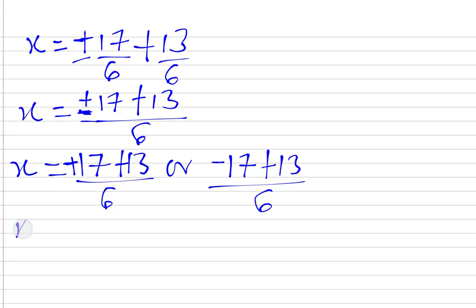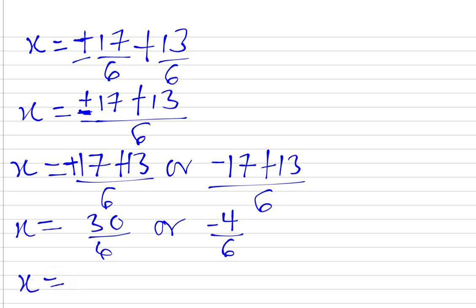So this will now give us x is equals to 17 plus 13, that will give us 30 over 6, or minus 17 plus 13, that will give us minus 4 over 6. And that will give us x is equals to 30 over 6, which gives us 5, or minus 4 over 6, where 2 here is 2 and 2 here is 3, so this is minus 2 over 3. So that is our final answer.